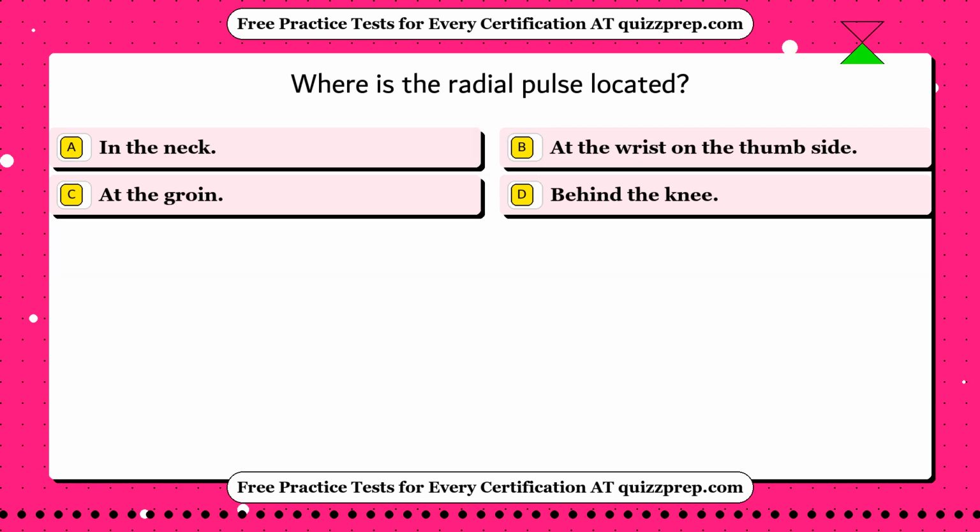Question 85. Where is the radial pulse located? Option A, in the neck. Option B, at the wrist on the thumb side. Option C, at the groin. Option D, behind the knee.